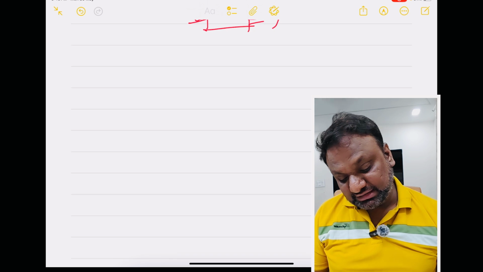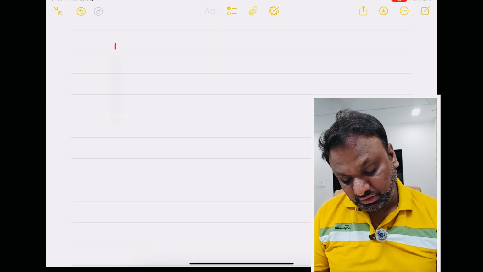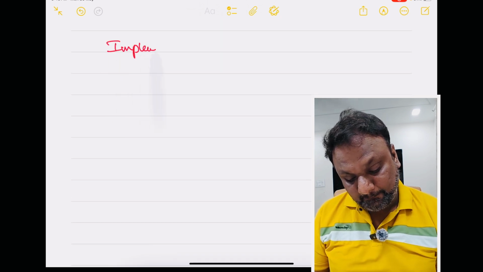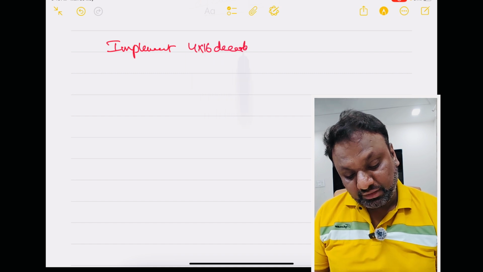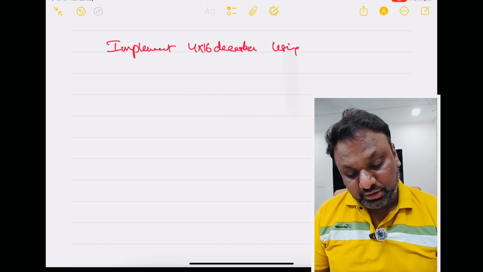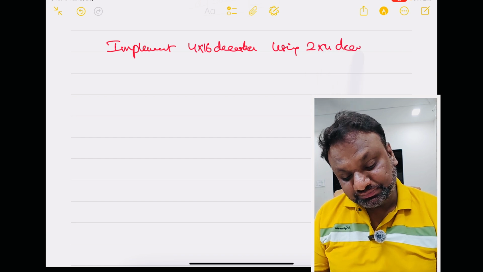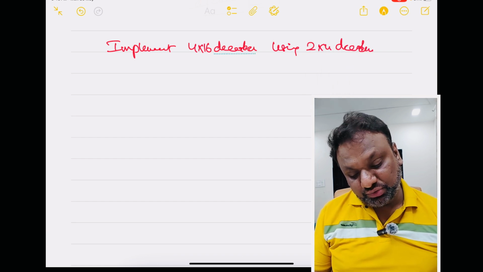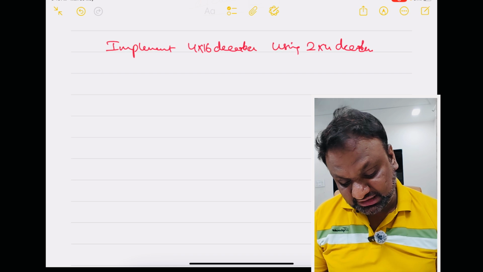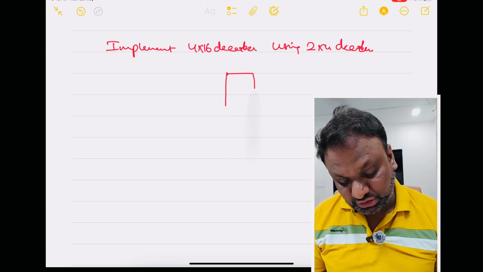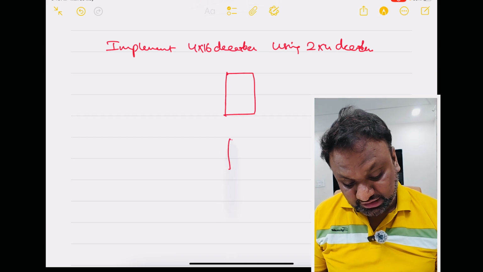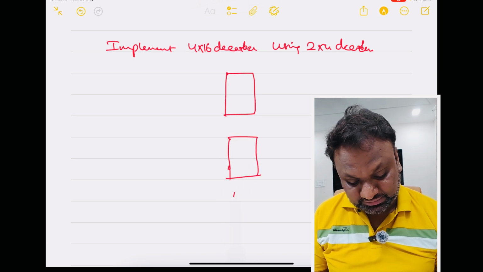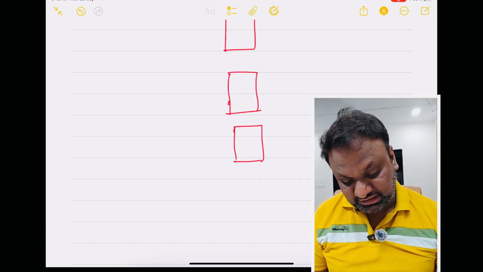Okay, now let us try to implement a 4 to 16 decoder using 2 to 4 decoders. This is a bit tricky. You can see here, I will tell you how many decoders we have to use. Here we need to use five 2 to 4 decoders. How, we shall see.